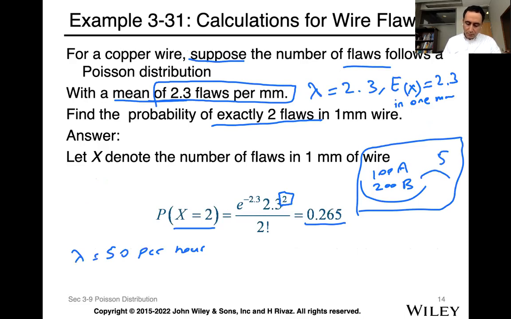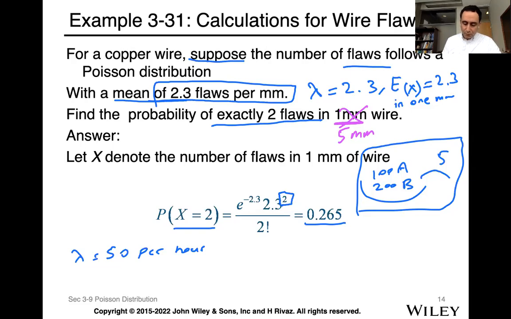So I know that per millimeter, I have 2.3 flaws. Now I want to calculate the probability of some number of flaws, but instead of 1 millimeter, I'm going to change that to 5 millimeter in the next slide. Intuitively, we can immediately see that since I'm increasing the length of my wire from 1 millimeter to 5 millimeter, I have more flaws, because I'm looking at the larger length. So how do we account for that?